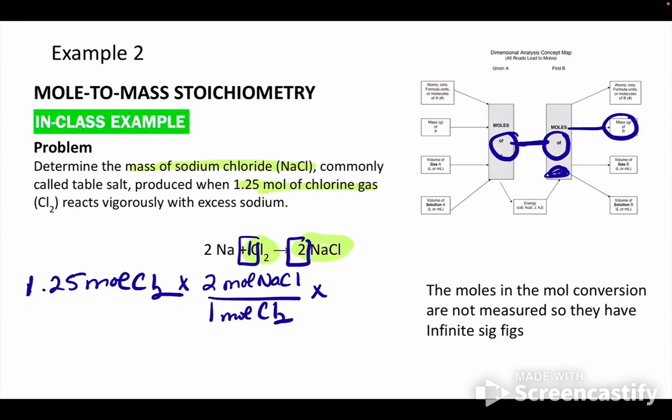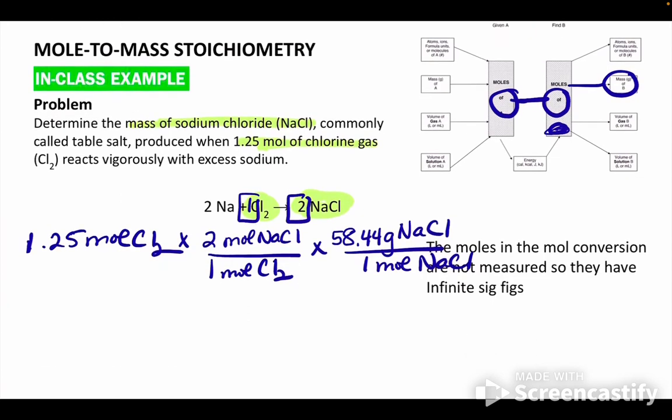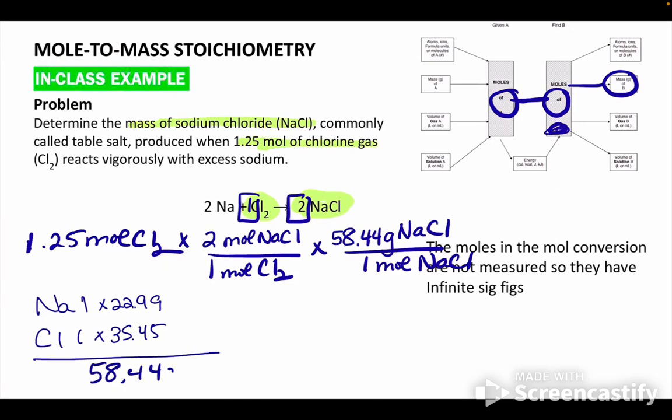Now I'm going to use molar mass. 58.44 grams of sodium chloride are in 1 mole of sodium chloride. So notice, how did I get that 58.44? I took sodium and chlorine. There's 1 and 1. Then I look on my periodic table, and then I just add those, and I'll just double check that I got the right number. So 22.99 plus 35.45 is then 58.44 grams per mole.